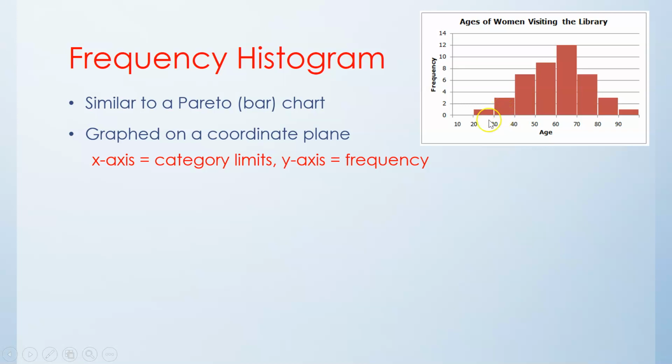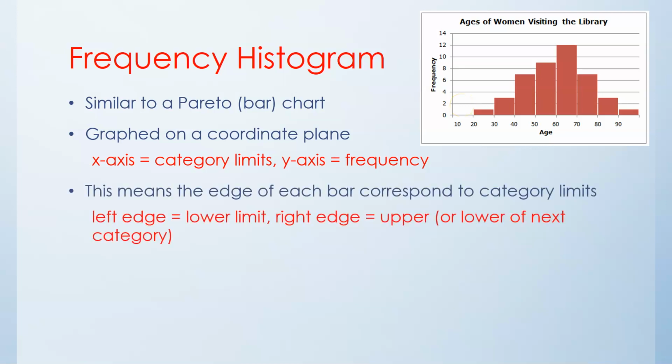And therefore, your bars touch because your categories cover all of your data, and your categories don't have any holes in them. This is the fundamental difference between a histogram and a Pareto chart. Now, I'll be honest, there's not one universal standard for how you construct a histogram, other than what I just said. I've seen a couple of different setups in my time.